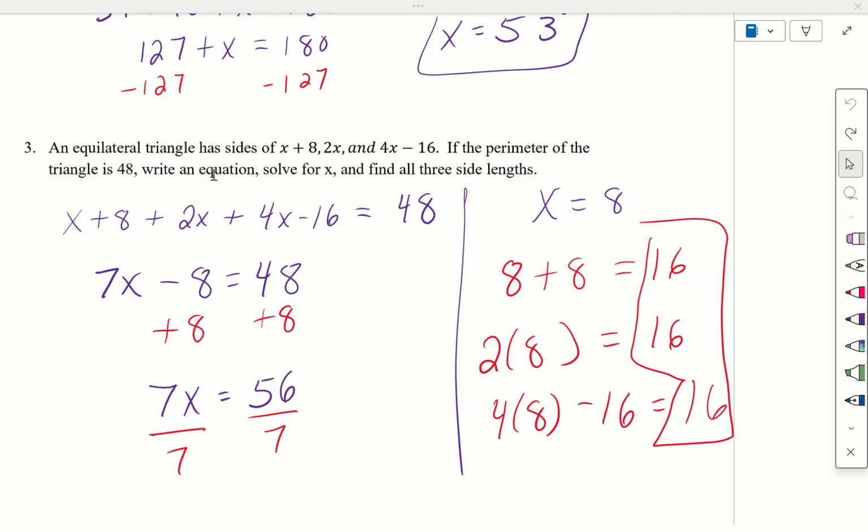An alternative way of doing this problem would be to set any of these two sides equal to each other. So x plus 8 equals 2x and solve for x, and you would get x equals 8. Or 2x equals 4x minus 16. Solve, you would still get x equals 8. Or x plus 8 equals 4x minus 16. You would still get x equals 8. All the sides are equal, so you can set them equal to each other and solve.